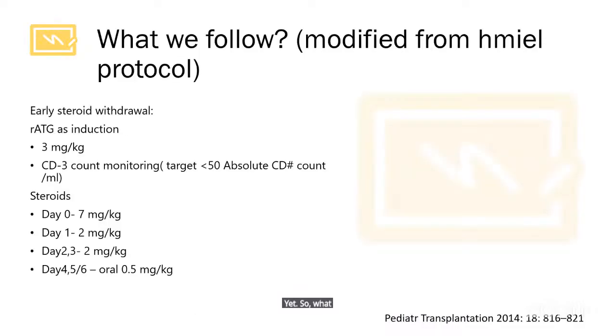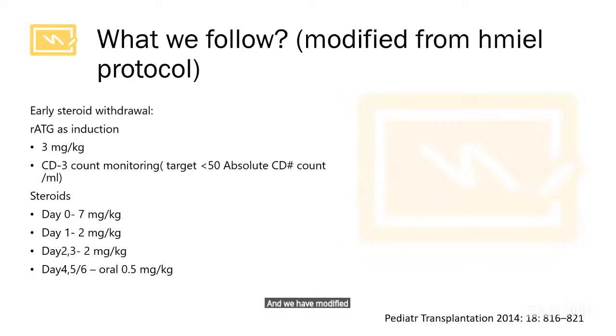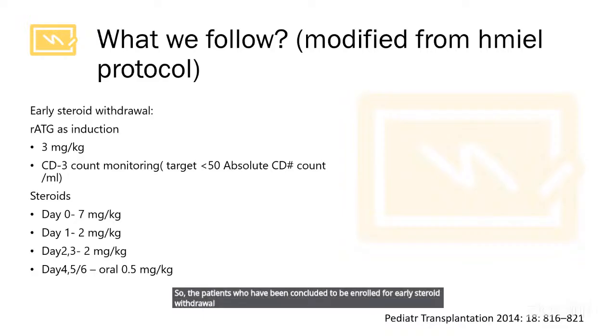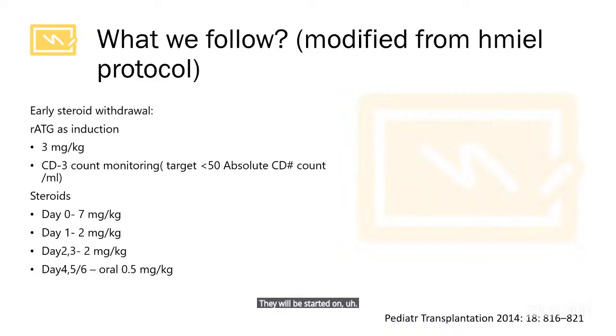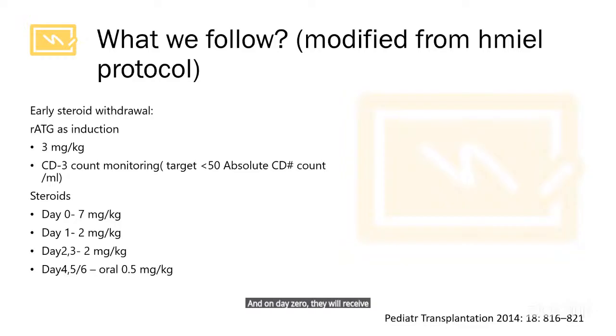So what do we do at our institute? We follow a protocol that has been given by Hemil, and we have modified it a little bit. The patients who have been selected for early steroid withdrawal will receive RATG as induction. They will be started on low dose TAC as well as MMF from day -7 to day -2 based on their counts. On day 0, they will receive 1 to 1.5 mg per kg of ATG. Day 1, again 1 to 1.5 mg per kg ATG.